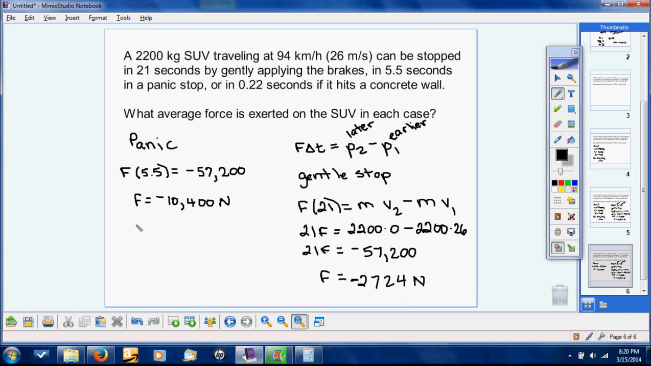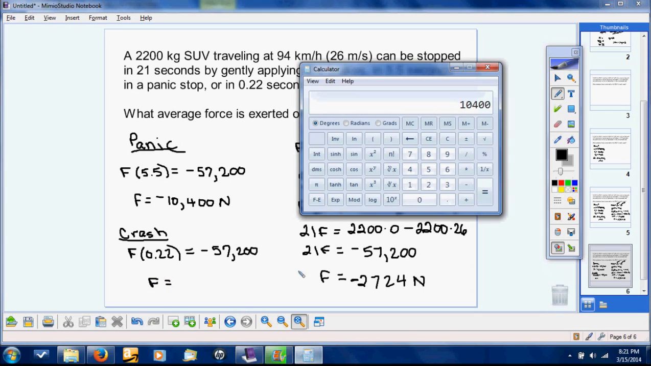Okay? But what about with the crash? In the panic stop, there's no damage to the car. In this, it's a nice gentle stop. There may be a little damage to the tires. They might have generated some heat in the doing this. But let's take a look at the crash. Now we have F, and the delta T is 0.22 seconds. Still, the same change in momentum happened. But now, when you divide by the time, we're dividing by a much smaller number.